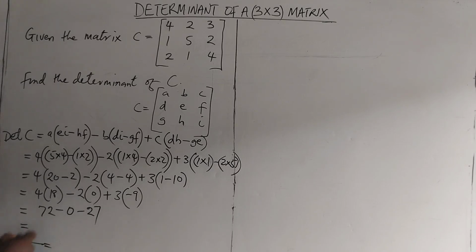So 72 minus 27 will give us 45. So 45 is the determinant of C.